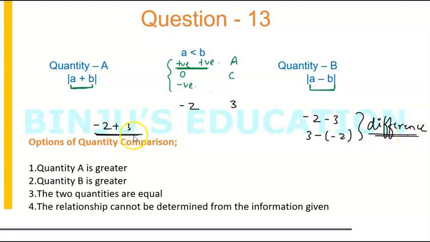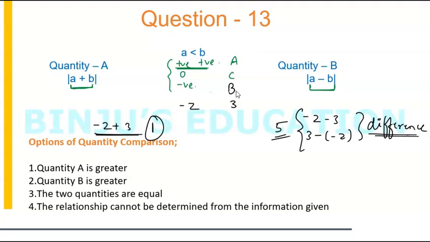So in this case, my magnitude is 1. I'm not concerned with sign. In both the cases, my magnitude is 5. Again, I'm not concerned with sign, just considering the magnitude part. So in this case, B will be greater. In this case, my answer becomes B. Do I have to think further? No, it's not required.